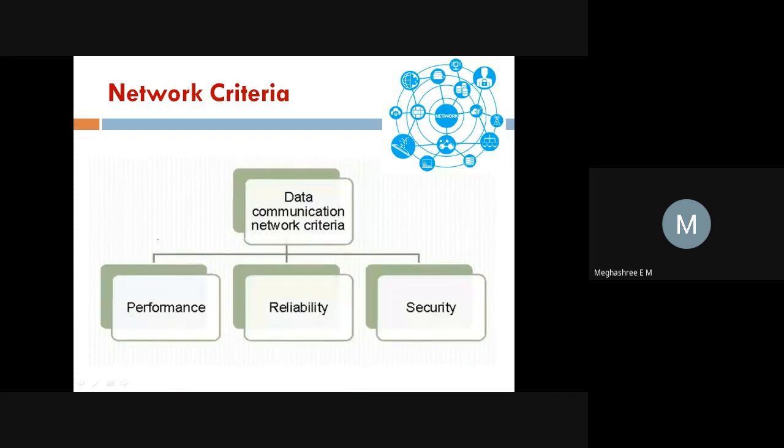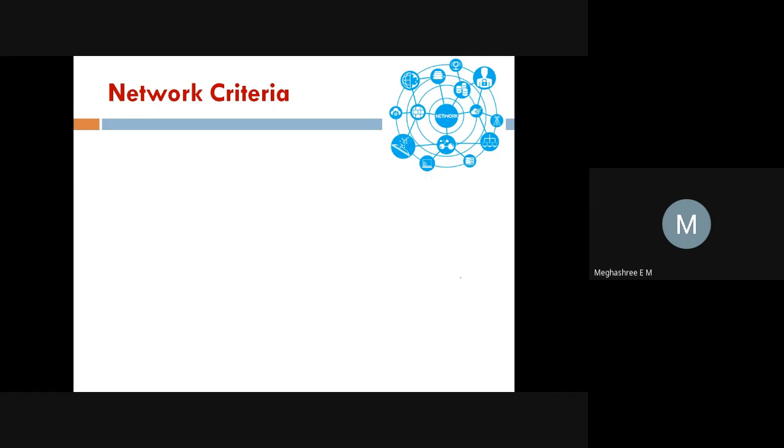Okay. Next, with this background idea of network, we'll see the next topic under network, that is criteria. If you choose any network, it should obey these criteria. There are three criteria with respect to network: first one is performance, second one is reliability, and third one is security. We'll see one by one. The first criteria is performance.